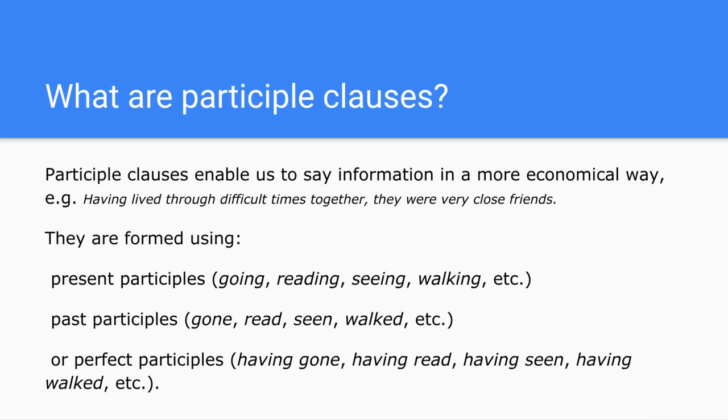For example, "Having lived through difficult times together, they were very close friends," which means because they have lived through difficult times together, or they had lived through difficult times together, they were such close friends. We form participle clauses in a sentence by using either the present participles, like going, reading, saying, or the past participles, like gone and read and seen, or the perfect participles, having gone, having read, having seen, etc.